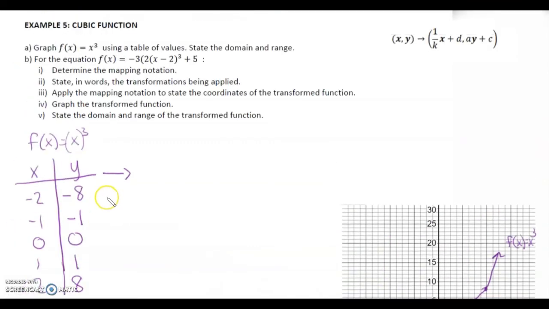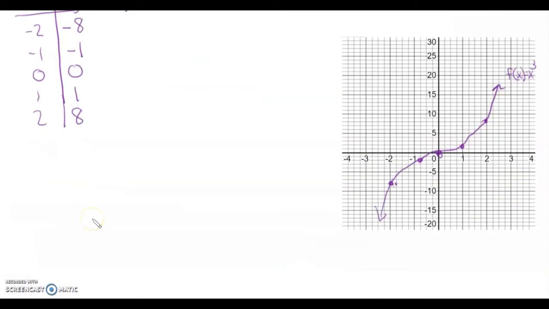Now the domain and range for this function. This function goes to the left and to the right forever, so x is an element of the real numbers, and it goes up and down forever, so y is an element of the real numbers. X and Y are both elements of the real number system. It goes this way forever, and it goes this way forever. It goes up and down.